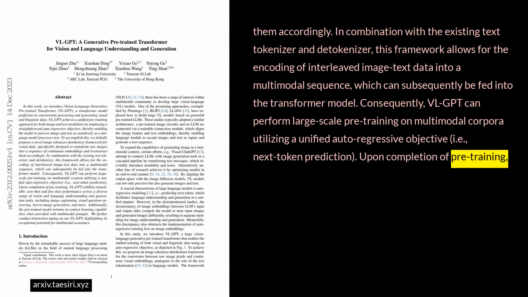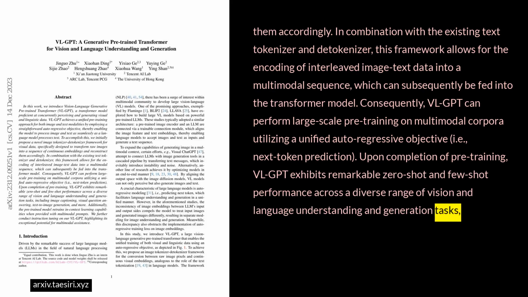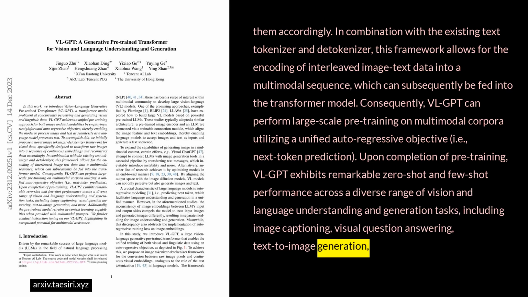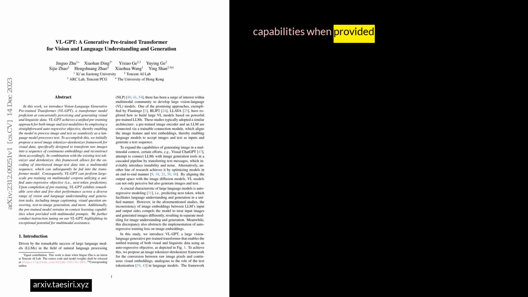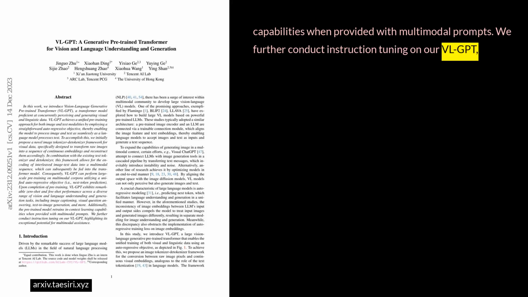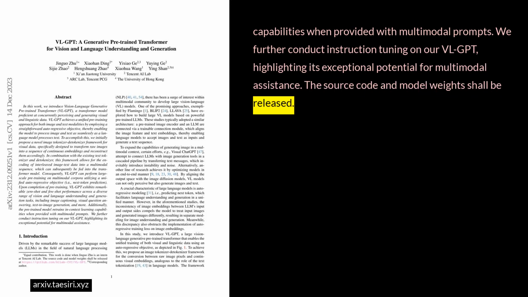Upon completion of pre-training, VL-GPT exhibits remarkable zero-shot and few-shot performance across a diverse range of vision and language understanding and generation tasks, including image captioning, visual question answering, text-to-image generation, and more. Additionally, the pre-trained model retains in-context learning capabilities when provided with multimodal prompts. We further conduct instruction tuning on our VL-GPT, highlighting its exceptional potential for multimodal assistance. The source code and model weights shall be released.